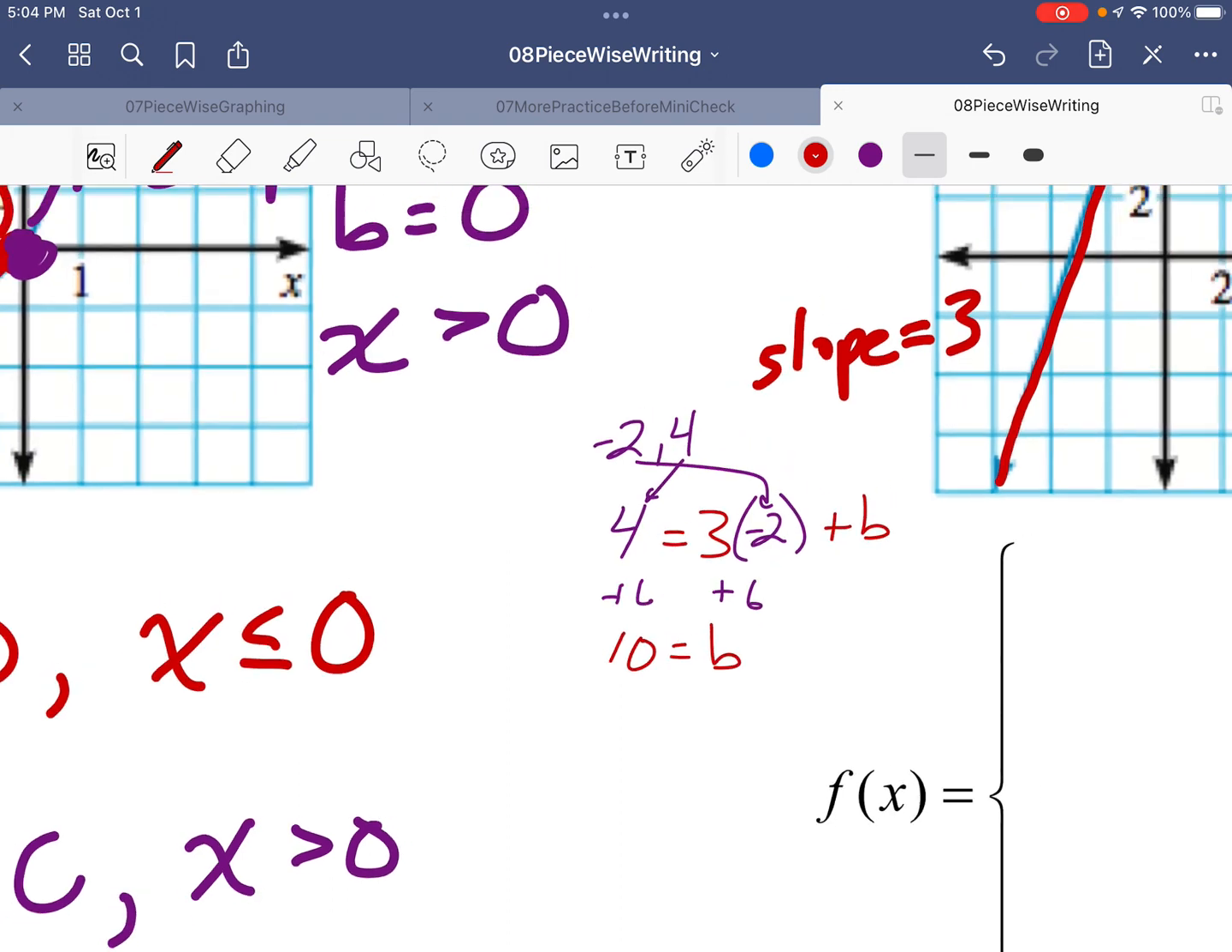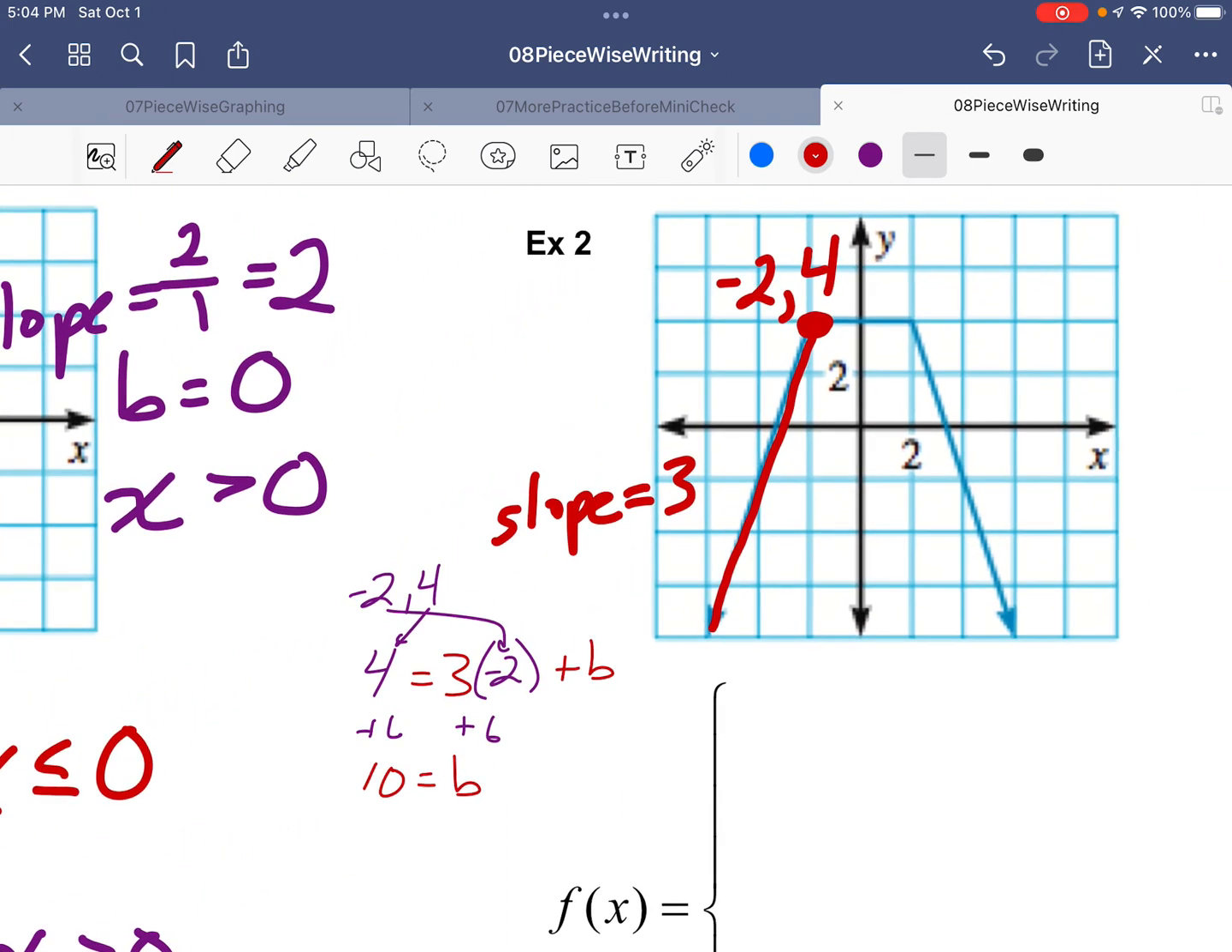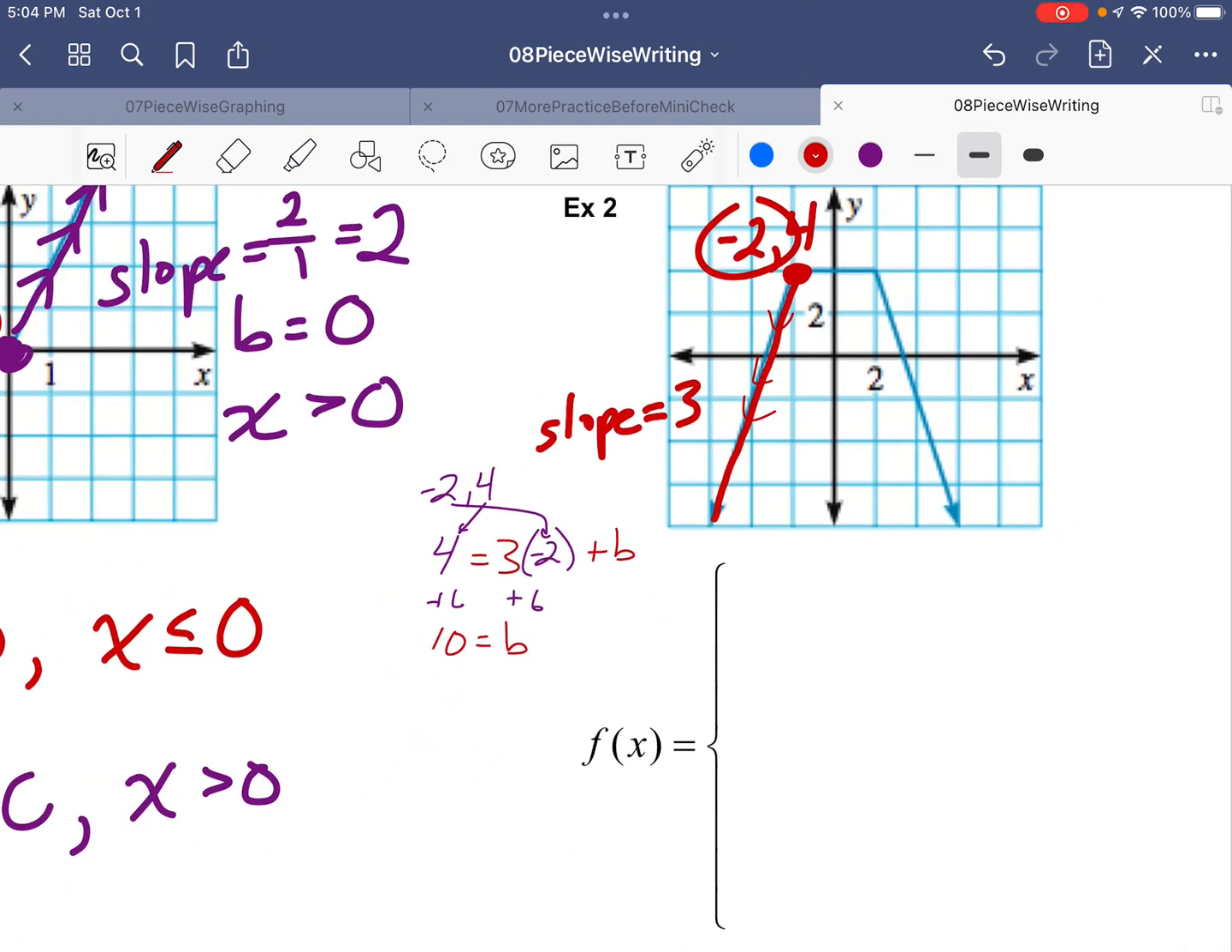So we have our y-intercept, we have our slope. The only thing we want to conclude is that the graph is going to the left, and its starting point would be the x value of -2. So we're going to write our y equals mx plus b, 3x plus 10, and we are to the left of -2.